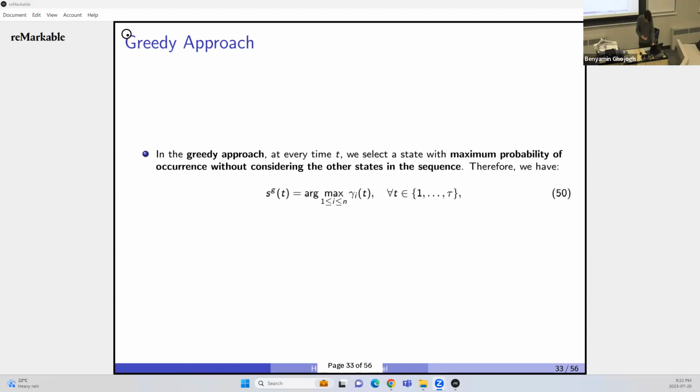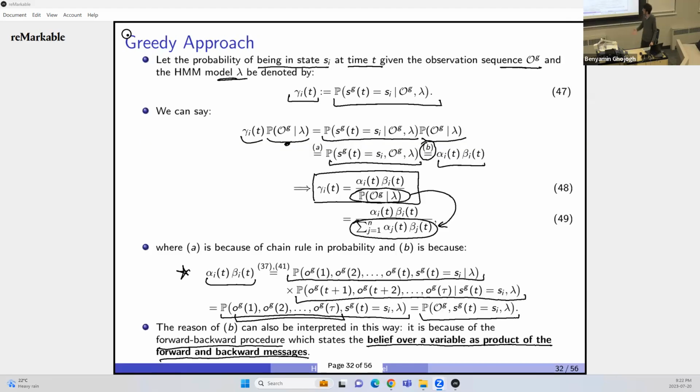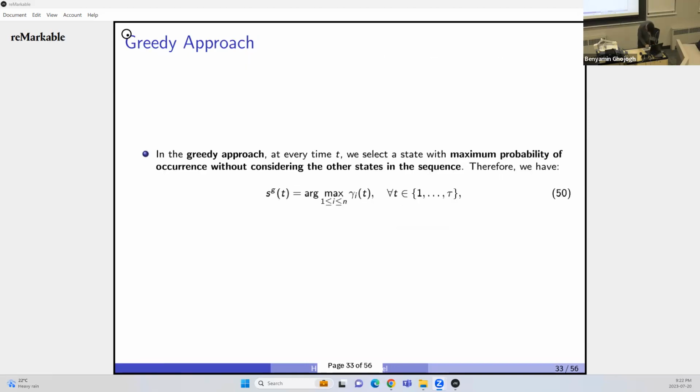And this is a greedy approach. This is what we talked about here for the estimation. This is a greedy approach for estimation. In the greedy approach, at every time t, we select a state with maximum probability of occurrence without considering the other states in the sequence.